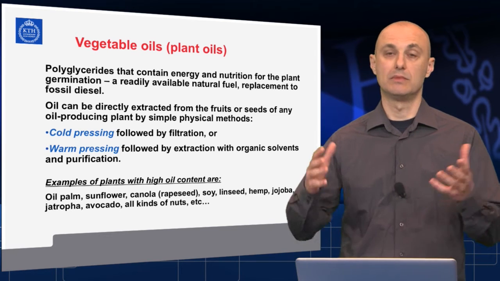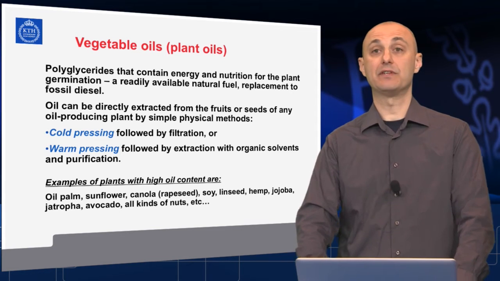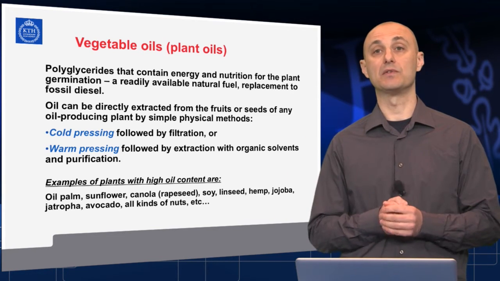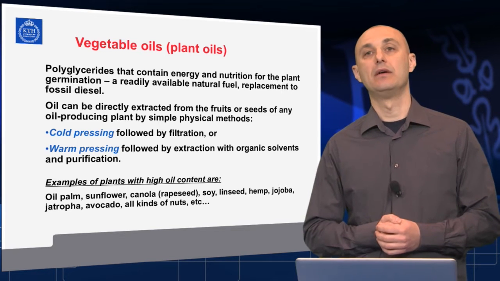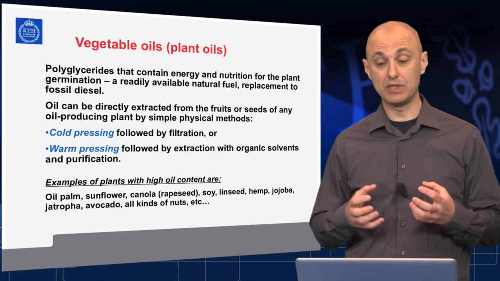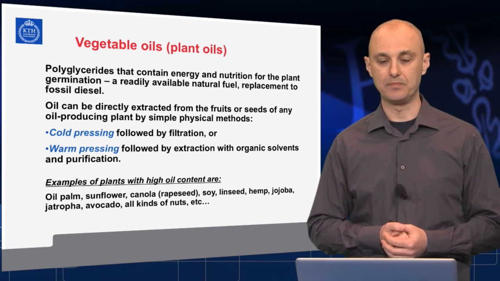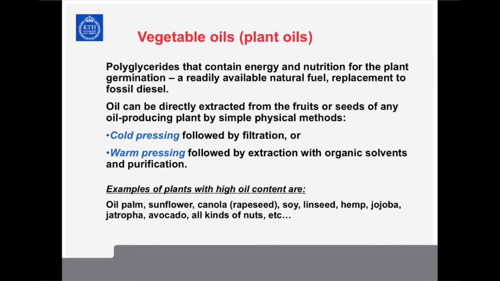Vegetable oils, that is plant oils, are simply polyglycerides, different combinations of organic molecules in a polyglyceride style, whose purpose naturally is to contain or store energy and nutrition for the seed of the plant to germinate in the next generation. We use this fact that certain plant species store most of that energy in the form of oil, naturally occurring fatty acid.